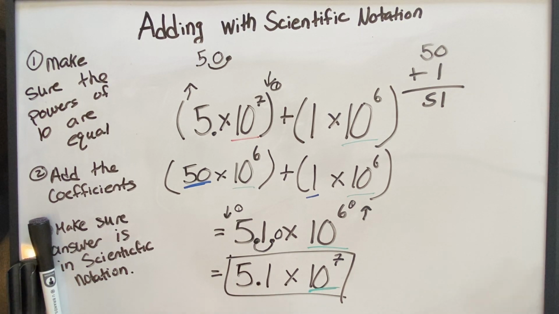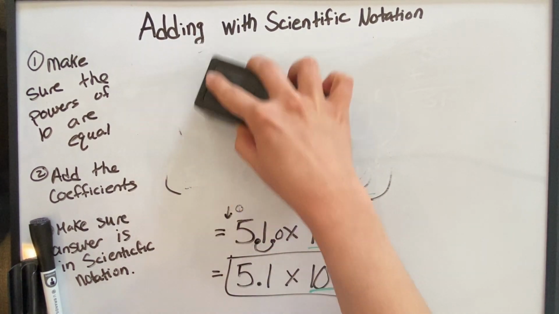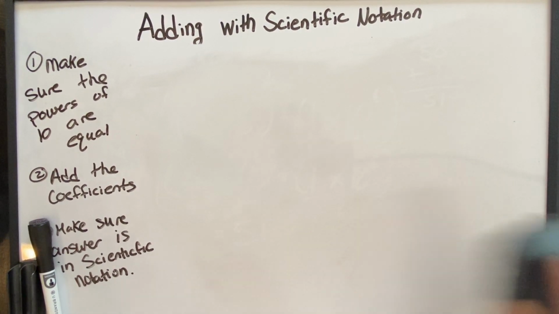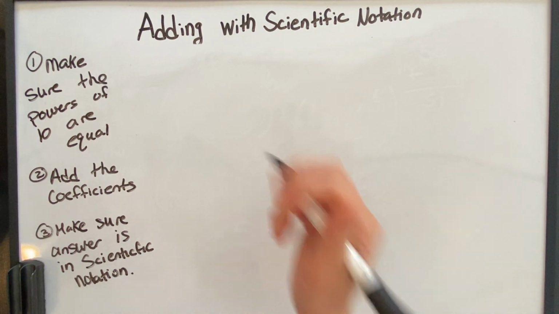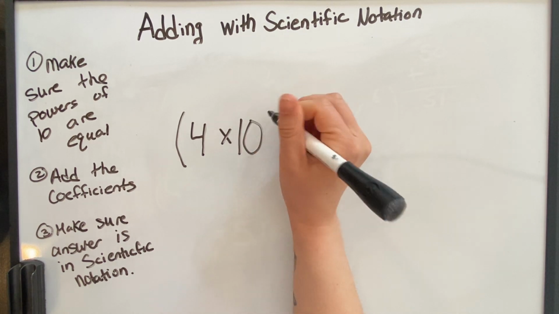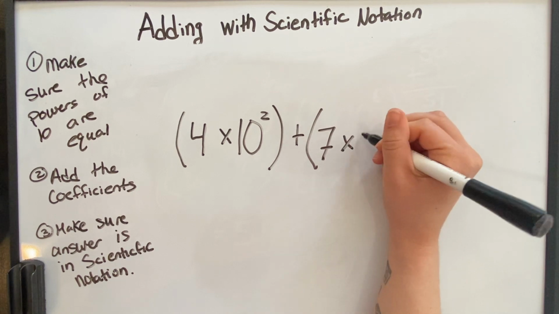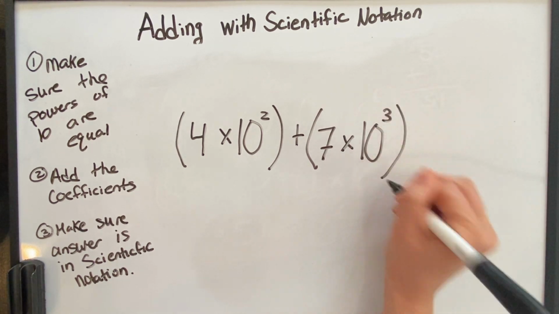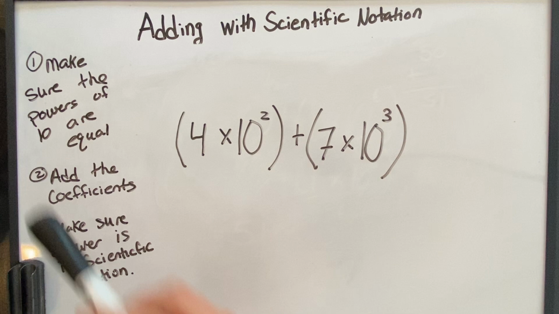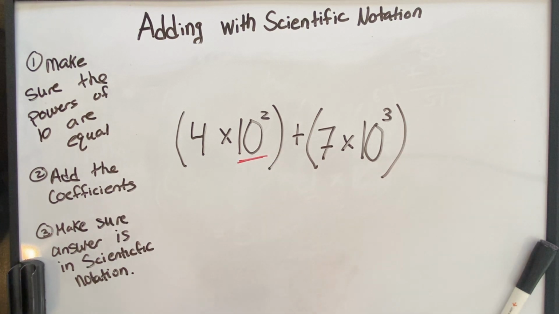We're going to do one last example. Alrighty. 4 times 10 squared plus 7 times 10 raised to the 3rd power. Step 1, make sure we have the same powers of 10. So here we have 10 squared. Here, oh no, this is 10 raised to the 3rd power.